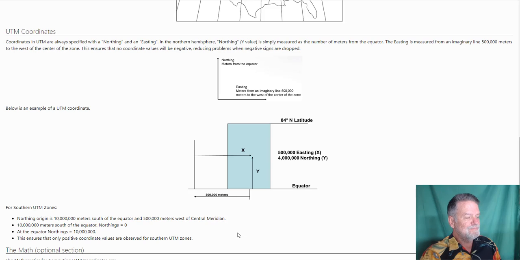Okay, for southern zones, you start at the South Pole measuring north, so it's different. Northern zones, we start at the equator and measure north. Southern zones, we start from the South Pole and measure north.